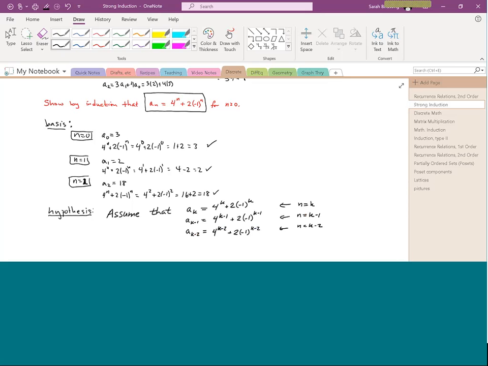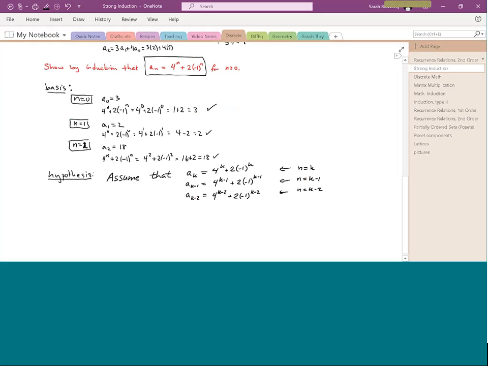And let me go ahead and hide this so we can see more of it. Okay. Then dot, dot, dot. And this is supposed to work all the way down to our basis steps. In other words, n equals 0. So this is 4 raised to 0 plus 2 times negative 1 raised to 0. And that's one that we already know. So that's how the hypothesis step changes in strong induction. Now, when we get to the actual induction step, I'll show you how you determine whether you've got strong induction or weak induction.